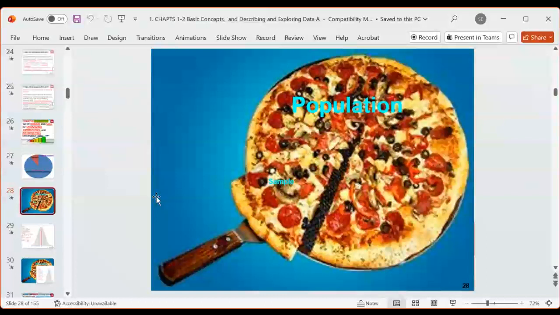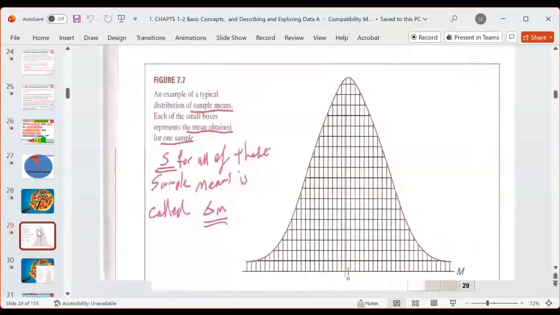Let's assume that AU has a population of 1,000 students. You don't have to work with all those 1,000 students. You will have, let's say, a sample of 200 students, and you work with them, and whatever information you get applies to the entire population of AU students. This is called inferential statistics. It can also be descriptive. It depends on what you are looking for.